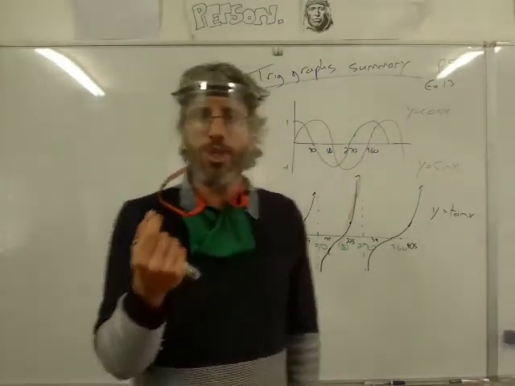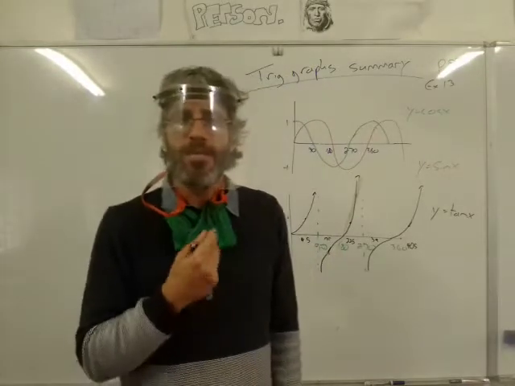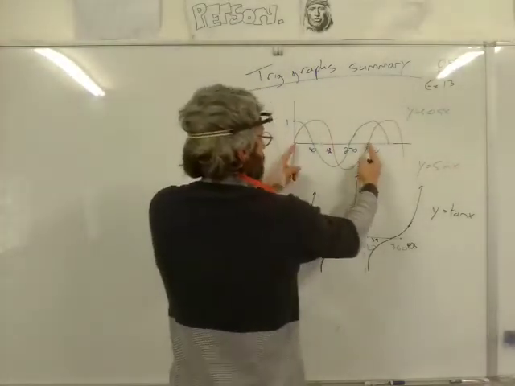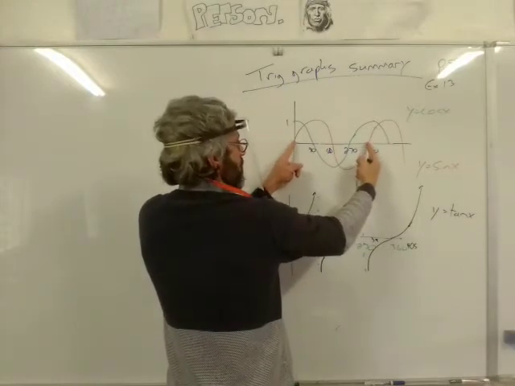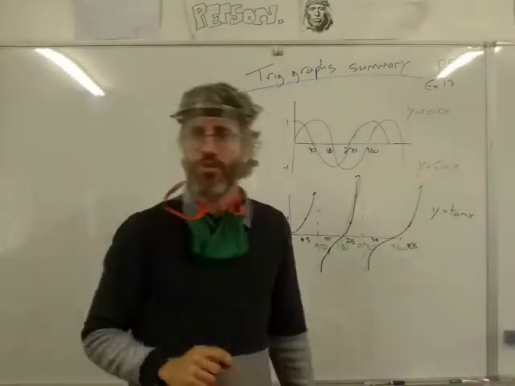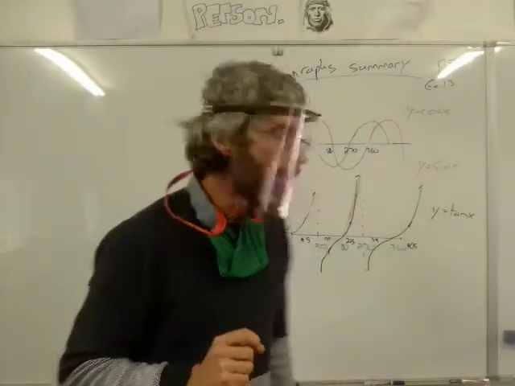We also mentioned the word period. Period means it repeats itself, and the period that it has is 360. Because if I take this 360 just from here to here, and I do copy and I do paste, it just repeats itself. So the period is 360.